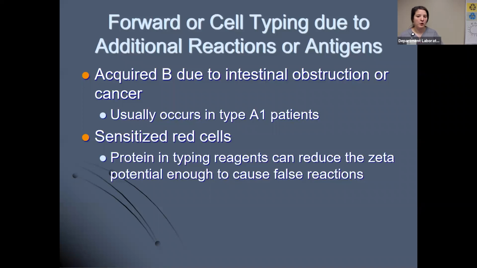Like I mentioned, you might have an acquired B due to some type of GI infection or intestinal obstruction, GI cancer. Usually we'll see this in A1 patients, and we have an example coming up of what that's going to look like.